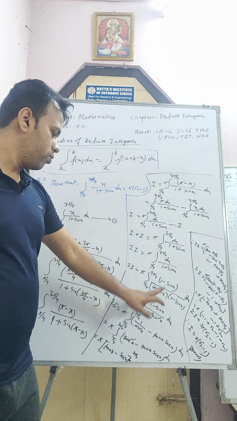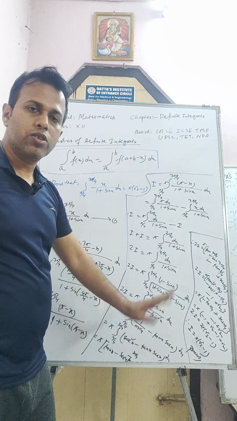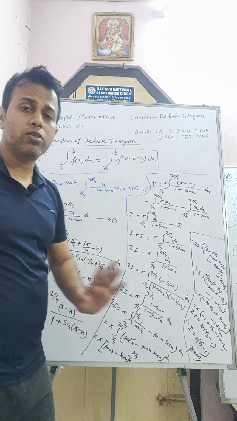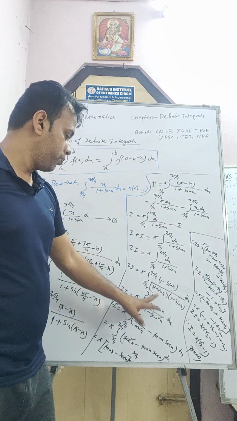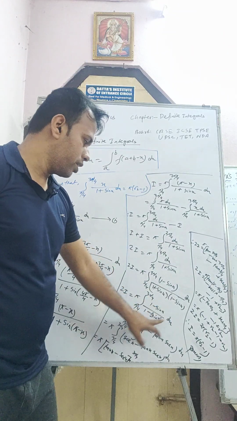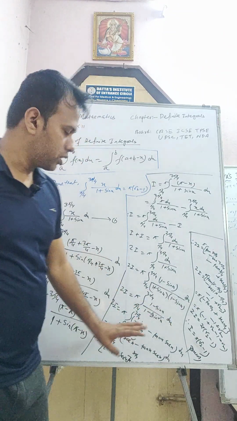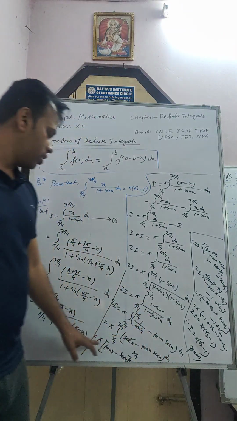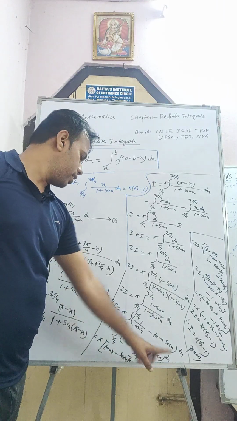Okay, it will be 1 minus sin square x, which is cos square x, and 1 by cos square x. Here it will be sin x by cos x into 1 by cos x, it will be tan x sec x. Okay, after that it will become sec square x and sec x tan x.